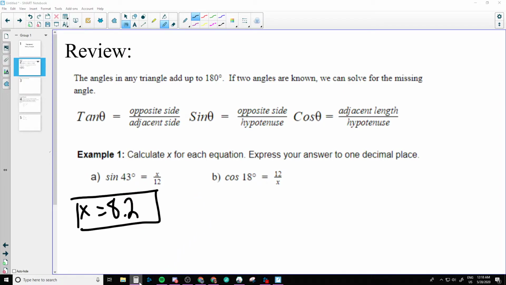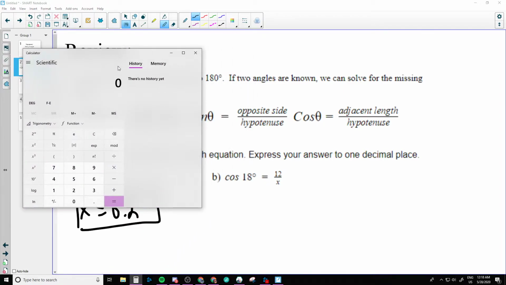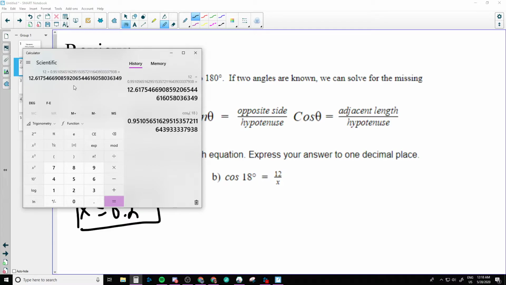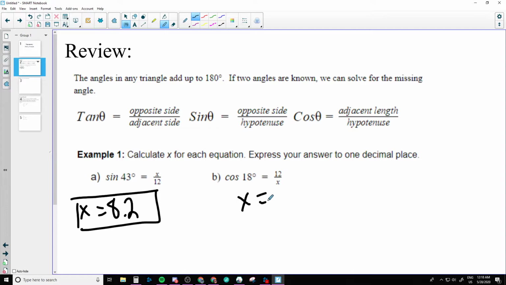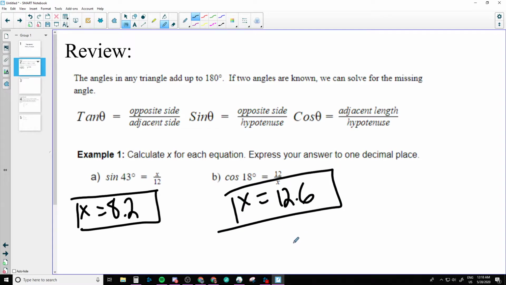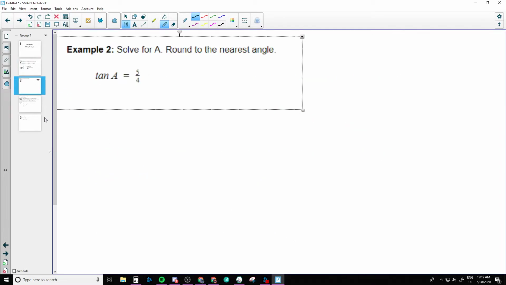Whoop, my calculator just canceled out on me. Let's try this again. So the cosine of 18, and we're going to say 12 divided by this number. Gives us 12.6. So x equals 12.6. Okay, pretty simple. This is review from the previous videos.